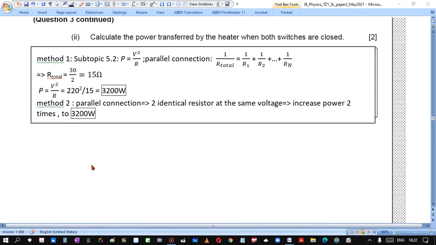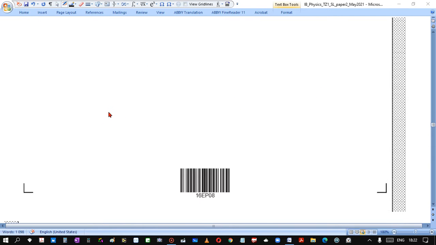Calculate the power transferred by the heater when both switches are closed. Method 1. We have the formula again for power, voltage squared over R. This time it is total resistance. Total resistance will be 2 times less, 15 ohm, and we get 3200 watt. Method 2, this is the smart method. Parallel connections. It means that two identical resistors are at the same voltage, so the power increased 2 times, comes to 3200 watt.